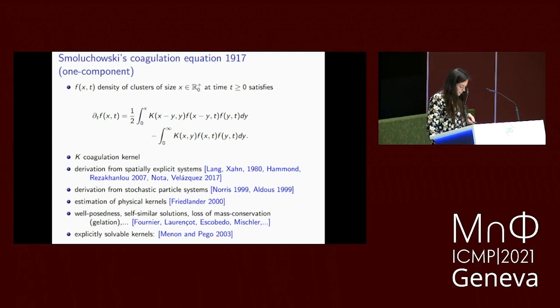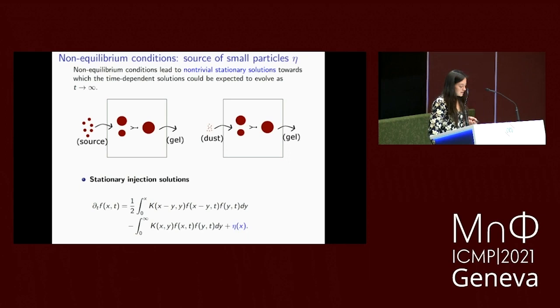So we are in particular interested in the coagulation equation under non-equilibrium conditions. And these are induced by a source of small particles. In the context of aerosols, this may represent the creation of new particles due to the interaction between the sun and the vegetation. Then these particles grow and they may exit the system at infinity. I want to mention that we focus on a spatially homogeneous situation.